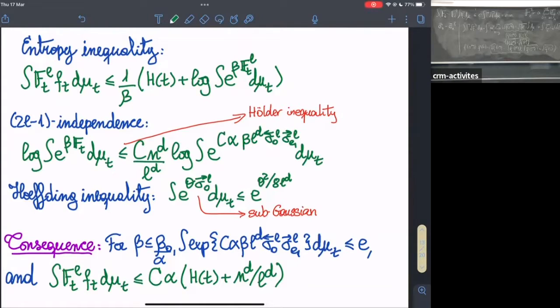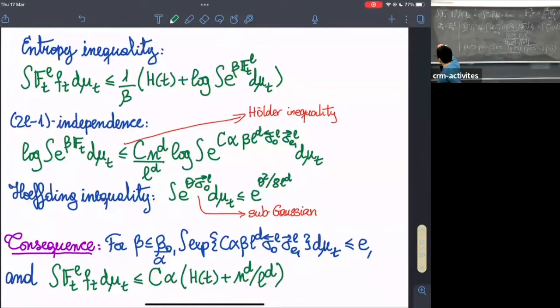And now, how many terms do we have? N^D, okay? And they are all the same because the measure mu is uniform. They are all the same, so instead of the sum, I can put just N^D times one of the guys. So one of the guys is that one. And here, we basically won, no?